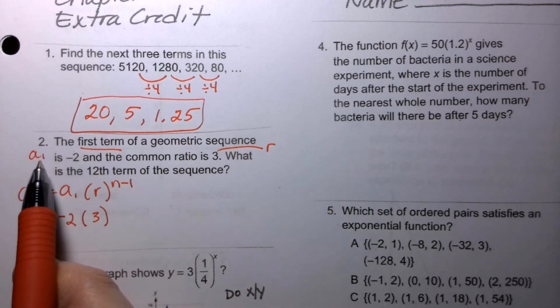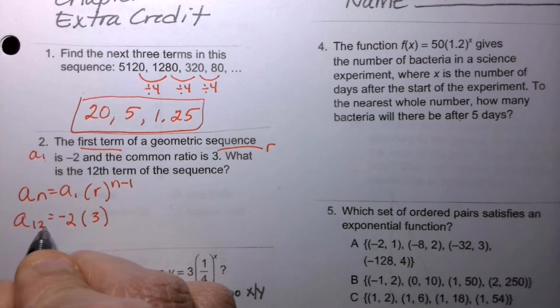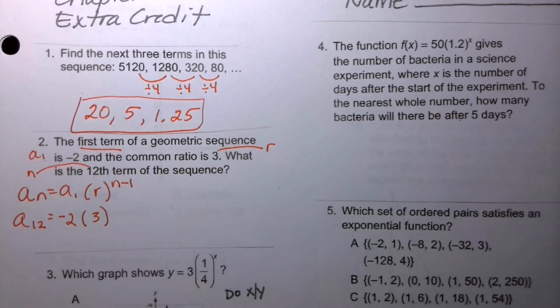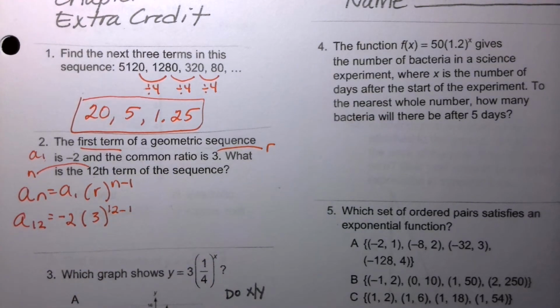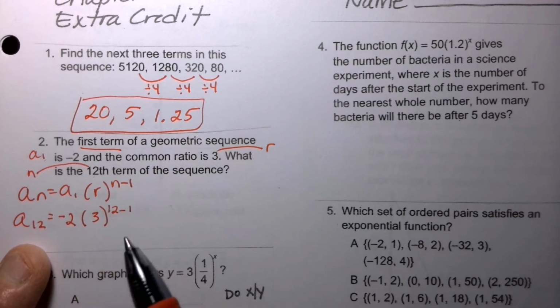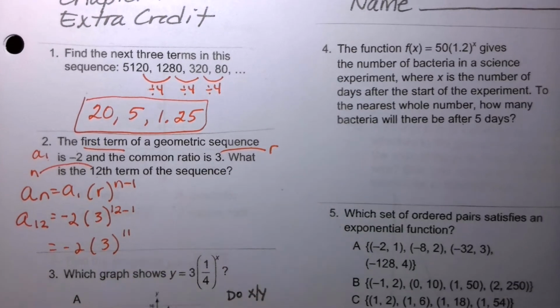Okay, so the way we would write the first term was with the 1 here. If we want the 12th term, we would put a 12 there, and that is your n. So then the power becomes 12 minus 1, because that's what your n is, n minus 1. So that becomes a -2 times 3 to the 11th.